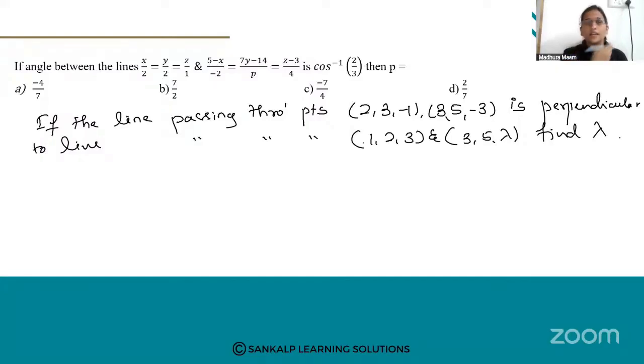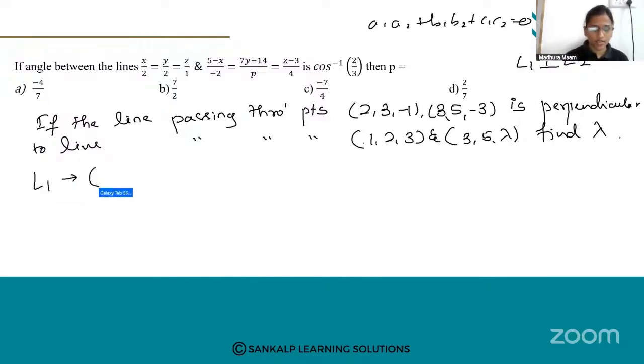What are they saying? There are two lines, they both are perpendicular to each other. Correct. So that means L1 is perpendicular to L2. What information can we use here? If I find the direction ratios, I can apply the result A1 A2 plus B1 B2 plus C1 C2 will be equal to 0. This result I can apply. But before that, first find L1's direction ratios and L2's direction ratios. So first, L1 is passing through 2, 3, minus 1 and 3, 5, minus 3. How do you find the direction ratios?